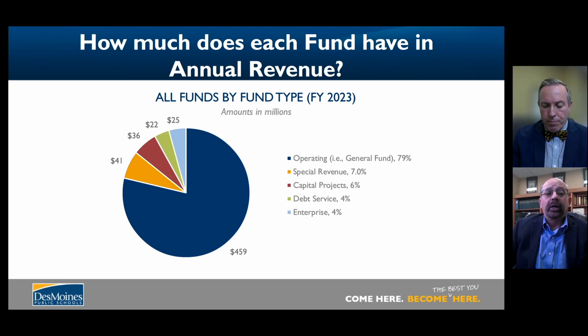So how much does each fund have in annual revenues? As you would expect, the general fund has the most, which is almost $460 million. 79% of the total funds for the district are sitting in the general fund. And then we have the other funds which make up the balance.